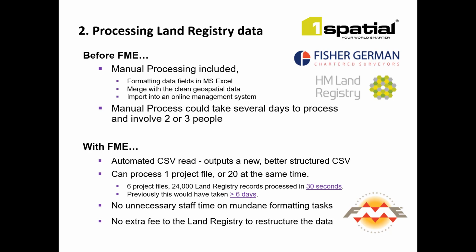To give you some idea, for 6 projects, that's about 24,000 Land Registry records. That processed in FME in 30 seconds, whereas previously it took about 6 days to manually process those files. So, an amazing time saving. Staff are now freed up to work on more interesting analysis tasks, and they no longer need to pay extra to get their data restructured from the Land Registry. They can do it all in-house with FME, so it's really a double cost saving for them.